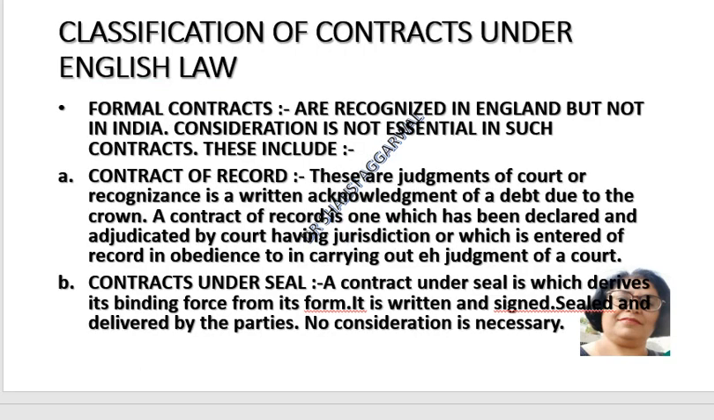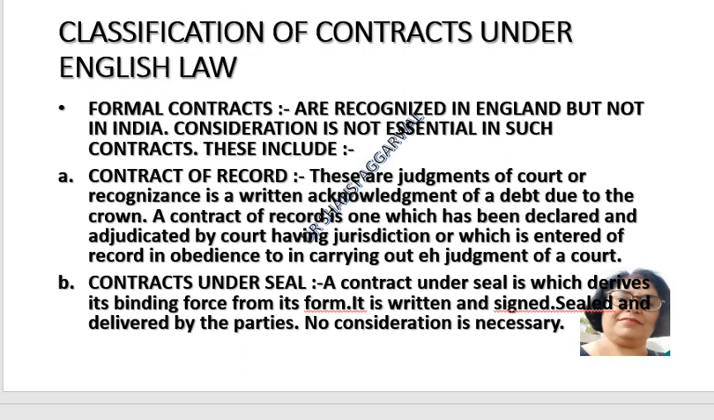Classification of contracts under English law. Formal contracts are recognized in England but not in India. Here, consideration is not essential in such contracts. These are of two types: contract of record and contract under seal. These are the judgments of the court. A recognizance is a written acknowledgement of a debt due to the crown, that is a contract of record, which has been declared and adjudicated by the court having jurisdiction, or which is entered of record in carrying out a judgment of the court.